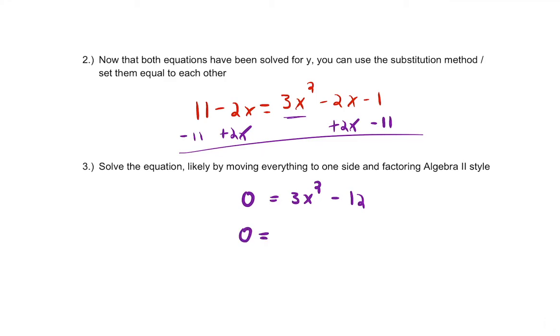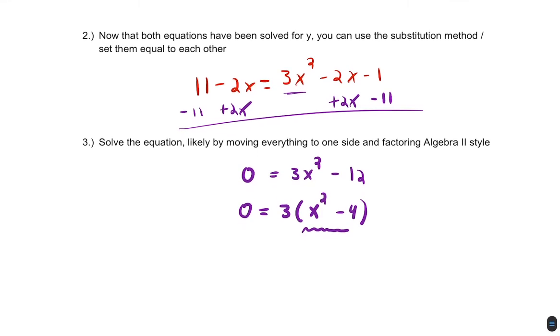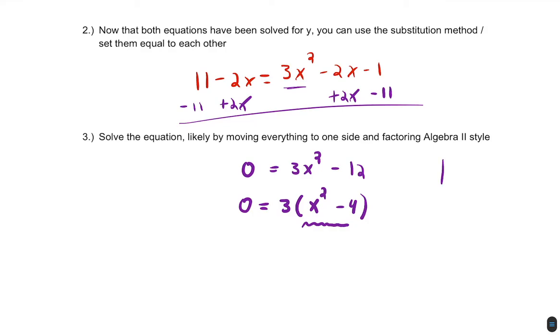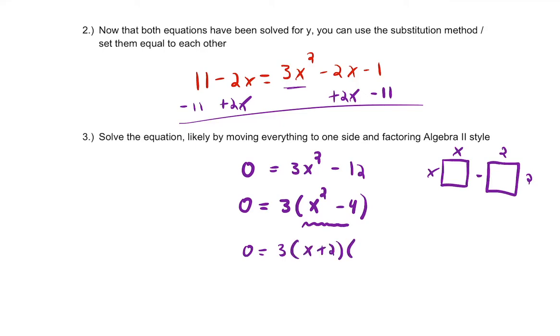First, factor out the 3 as a greatest common factor, 3 times x squared minus 4, and then recognize that this is the difference of two squares, because you have a perfect square, x times x is x squared, and you have another perfect square, 2 times 2, and we are subtracting them. So this factors as 3 times x plus 2 times x minus 2. So the two x values that make this a true statement are x equals negative 2 or x equals positive 2.